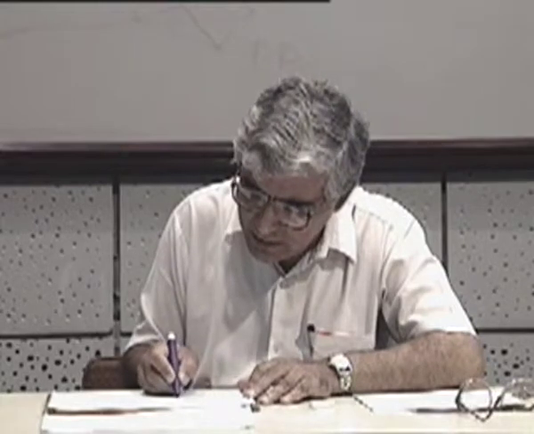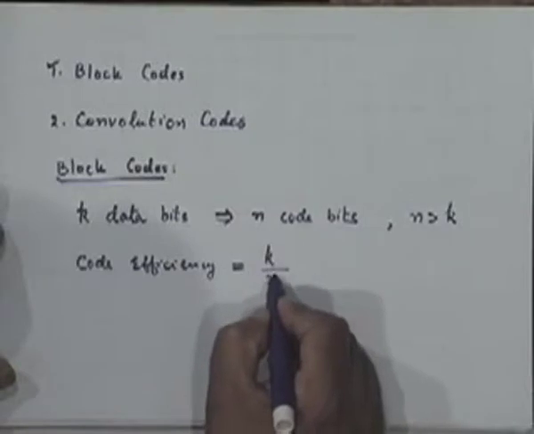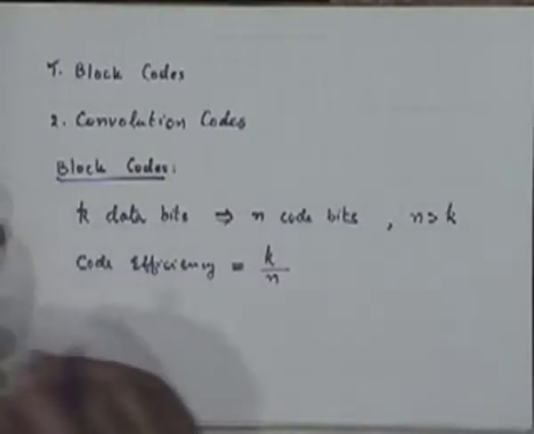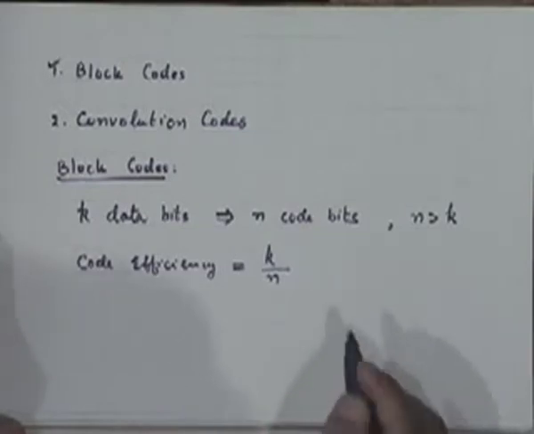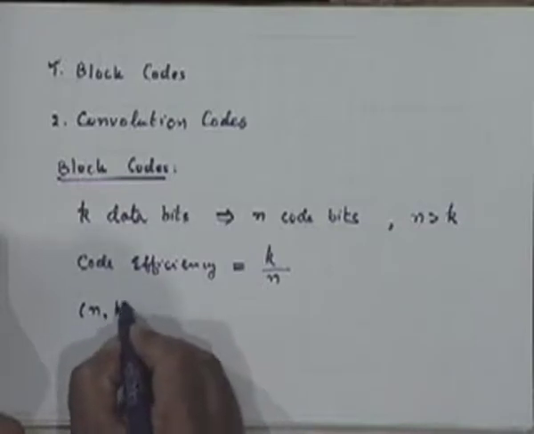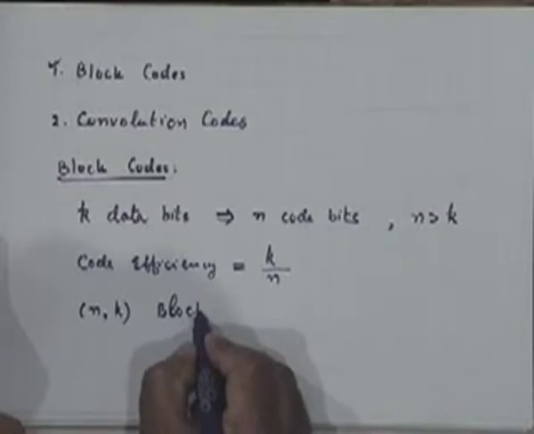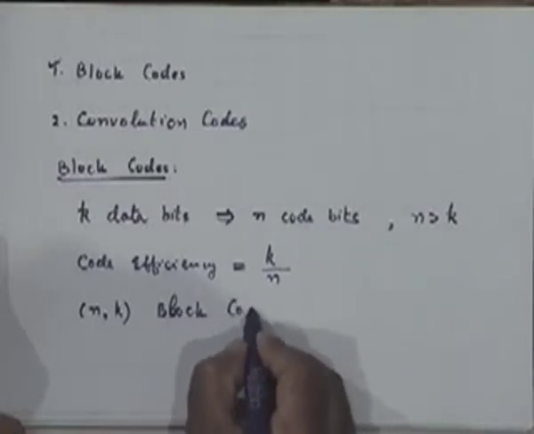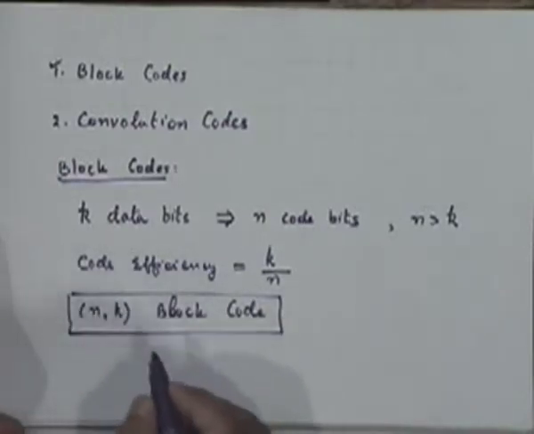and your resulting code efficiency, which we also talked about earlier, will be obviously k upon n, because total message length is n bits, out of which the information carrying bits are only k in number, so your code efficiency is k by n. And such a block code is usually denoted or called an (n, k) block code. This is the usual terminology for such a block code.